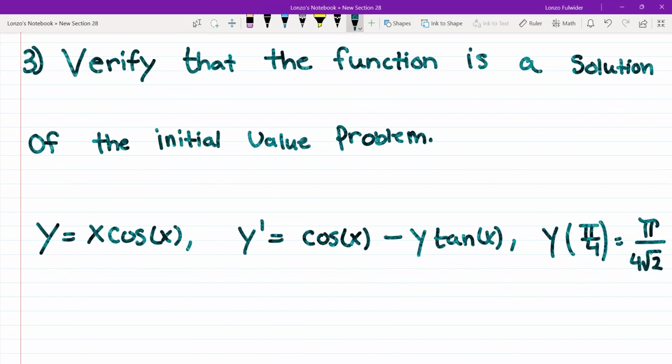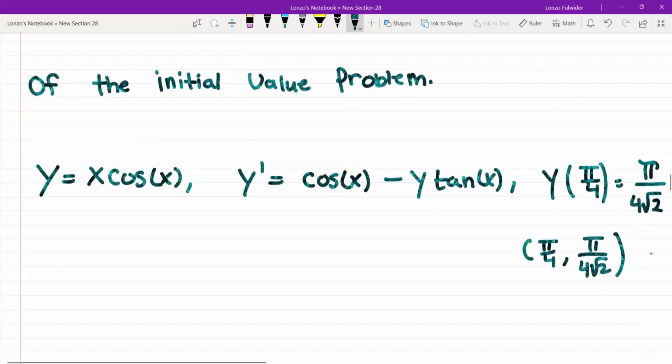So we have a coordinate right here. So this is pi over 4 comma pi over 4 radical 2, right? We do have a coordinate. So what I'm going to do is find the derivative.